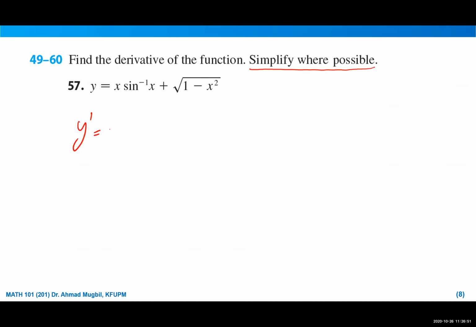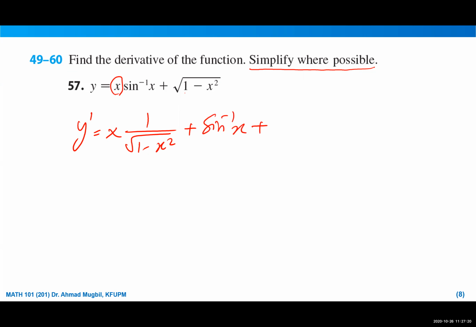So it will be the product rule. It will be x times the derivative of sine inverse. What is the derivative of sine inverse? 1 over the root of 1 minus x squared. Excellent. Yes, plus the first one multiplied by the derivative of the second, now the second one multiplied by the derivative of the first, which is of course 1.